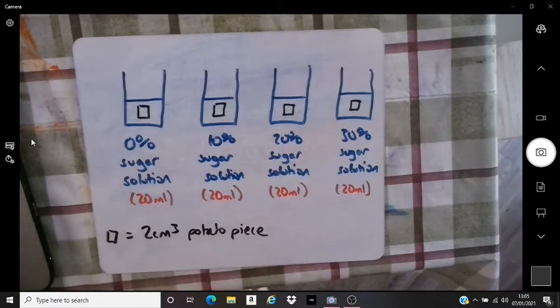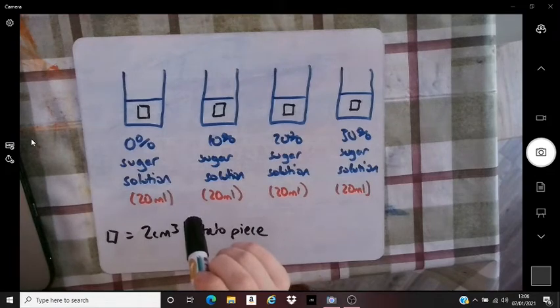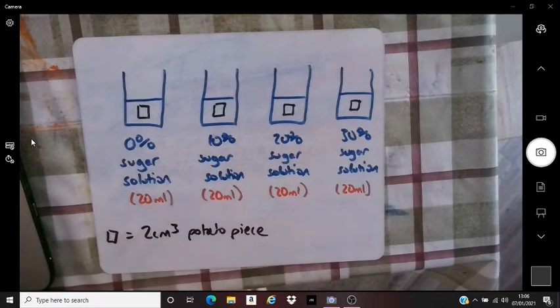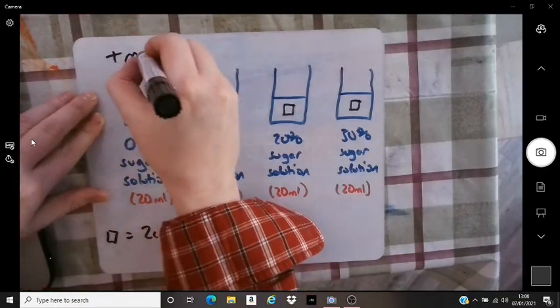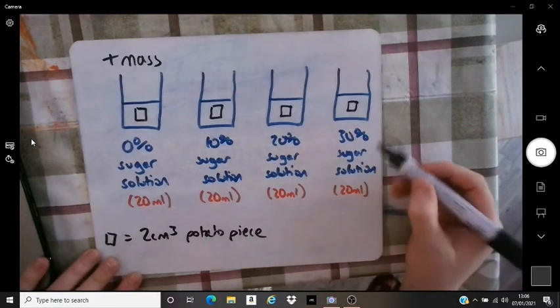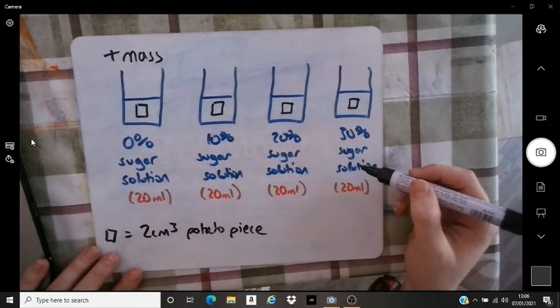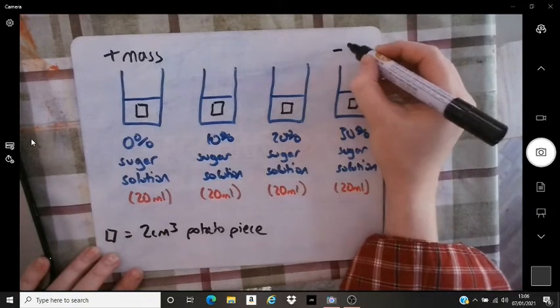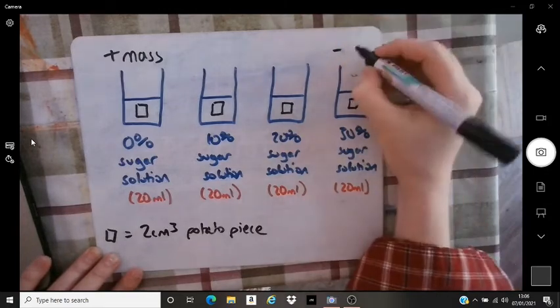So in this one here, if that's 0% sugar solution, well that's distilled water, isn't it? That's just pure water, no sugar. You'll tend to find that in that solution, the potato will gain mass. It'll get larger. And you'll tend to find in the more sugary solutions, my 30% one, that the potato might lose mass. Don't know why I've written loss there, it's meant to say mass.